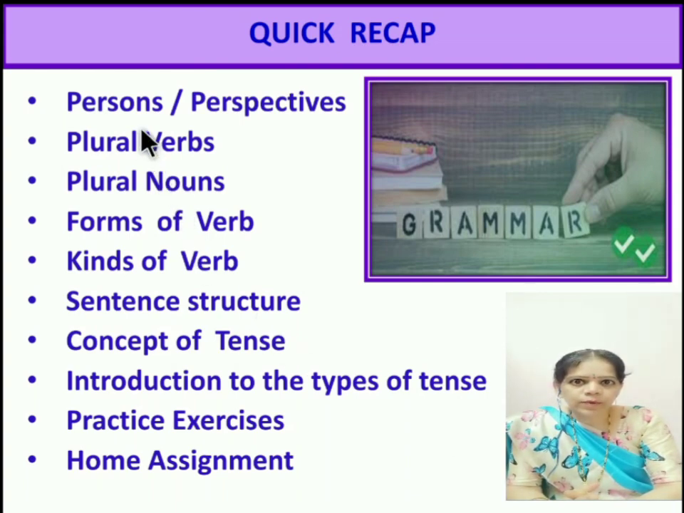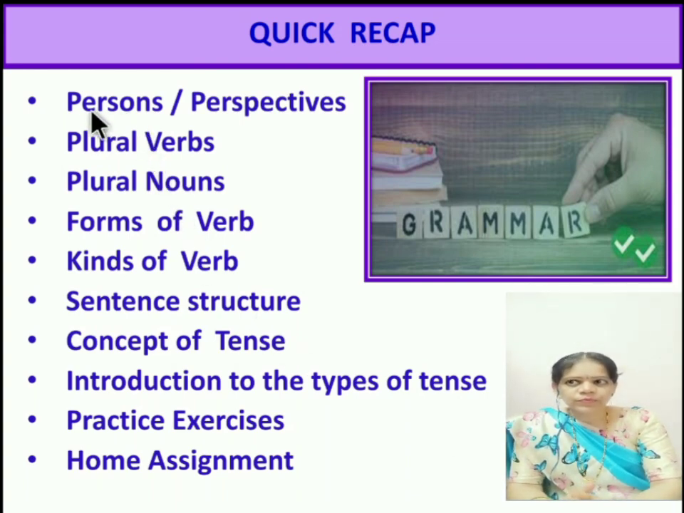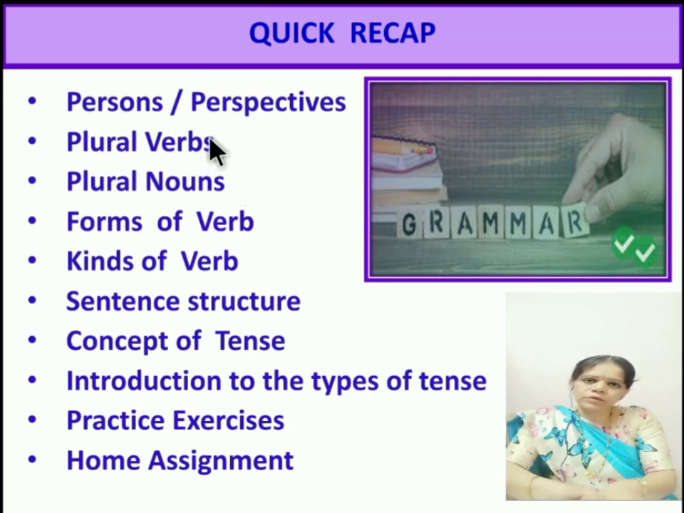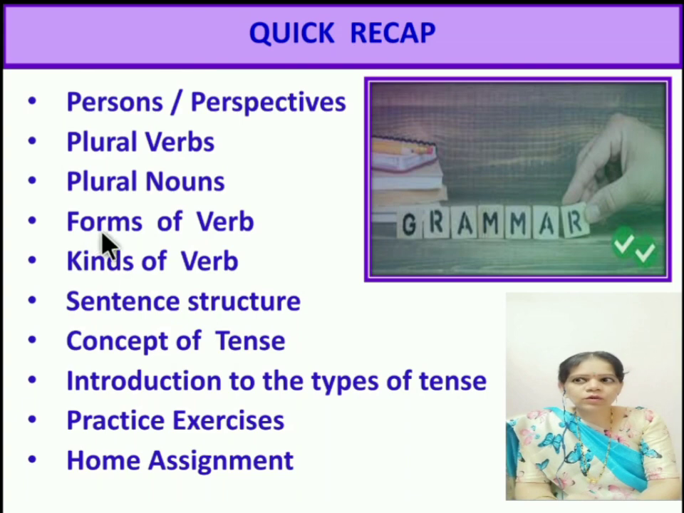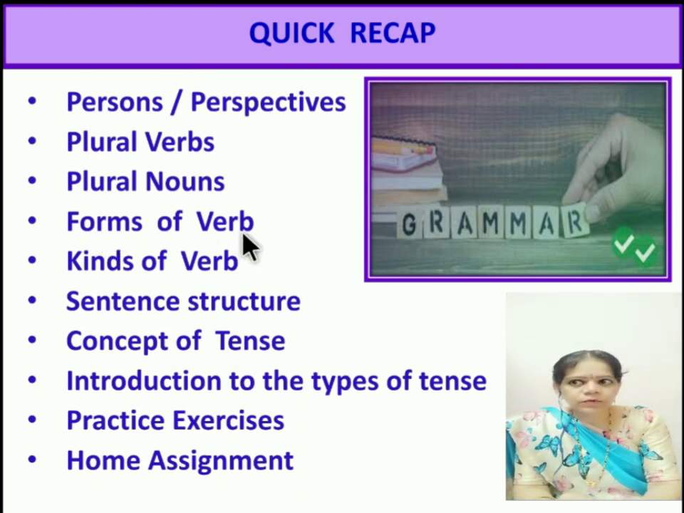Now a quick recap of the whole workout of this session. We've dealt with the persons or the perspective, the first, second and third person perspectives, through which perspective you are voicing out your thoughts or ideas to the listener. Second point, we dealt with the plural of verbs, how to pluralize verbs. Third part, we dealt with the pluralization of nouns, which we are already aware of, but we compared the plural nouns with the plural verbs. Then forms of verbs, various kinds of verbs, and then sentence structure.